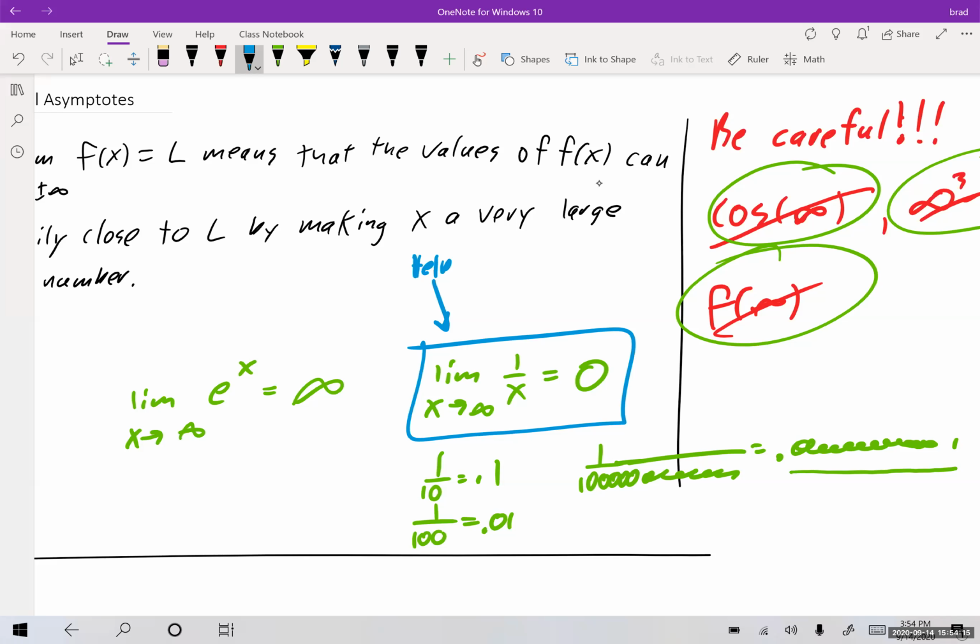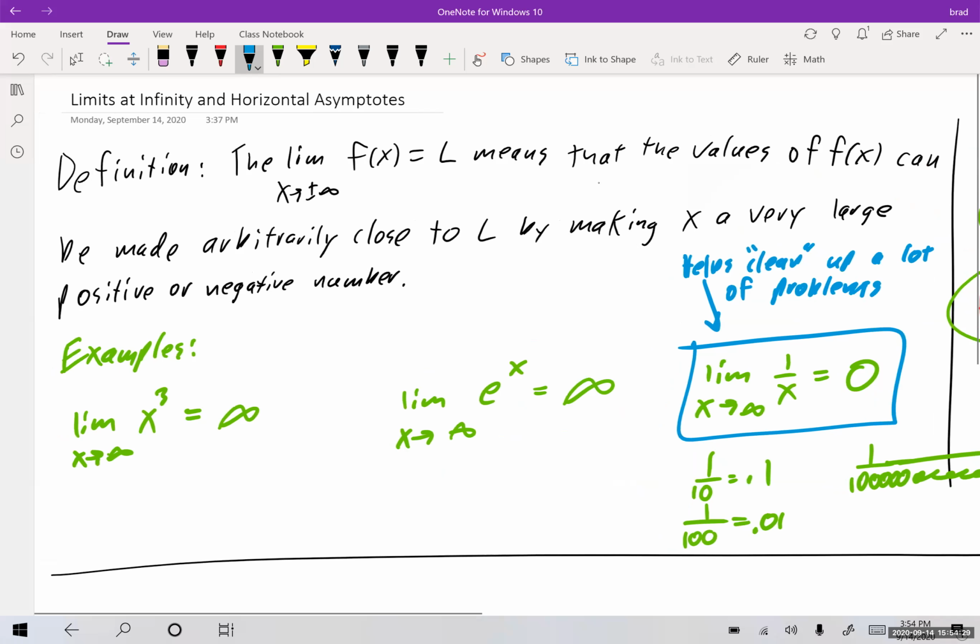This helps clean up a lot of problems. And I shouldn't say that particular one, but that concept of a constant divided by an infinitely large number, okay?